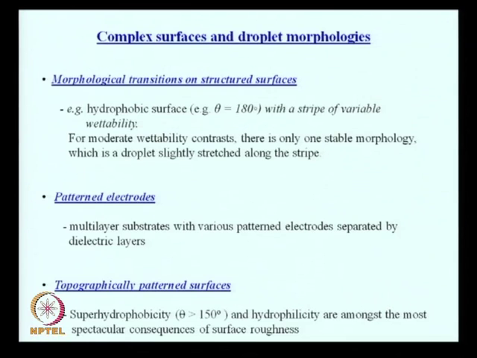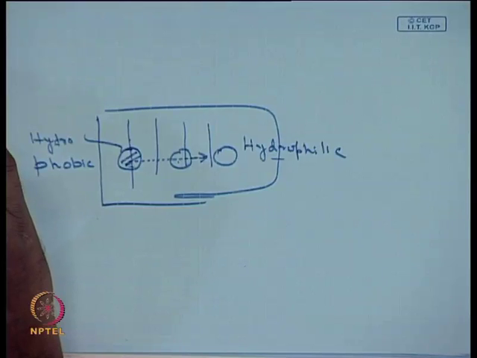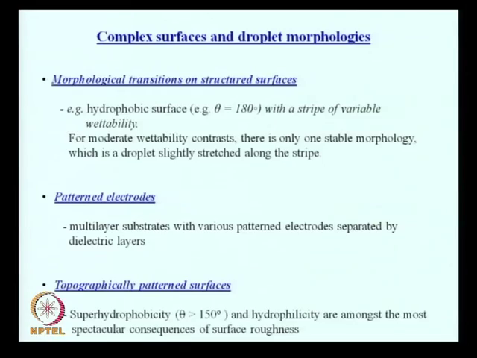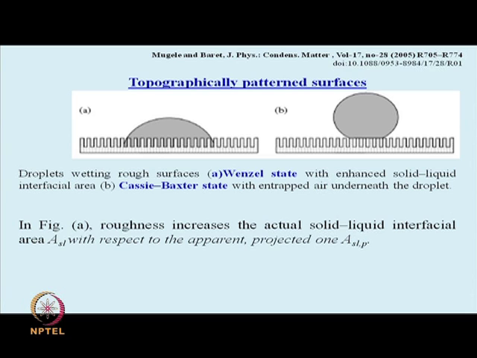So, topographically patterned surfaces can give rise to drastically different values of hydrophobicity, and this could be beneficial in many cases as far as droplet movement is concerned. So, I bring you to the next topic, which is two extremes. How would a droplet behave when it is placed on a topographically modified surface?